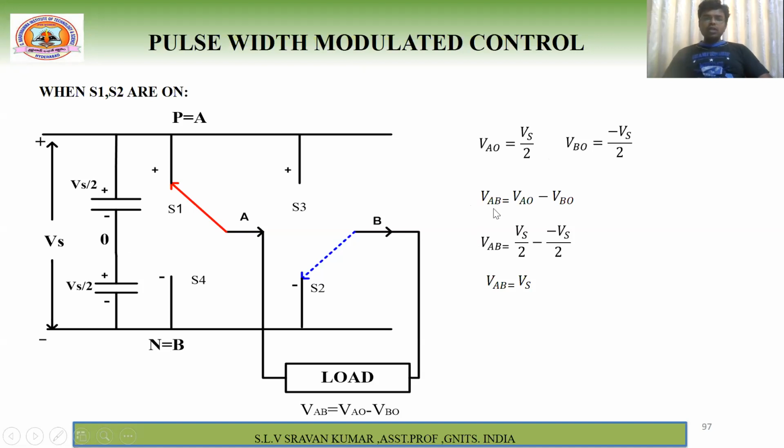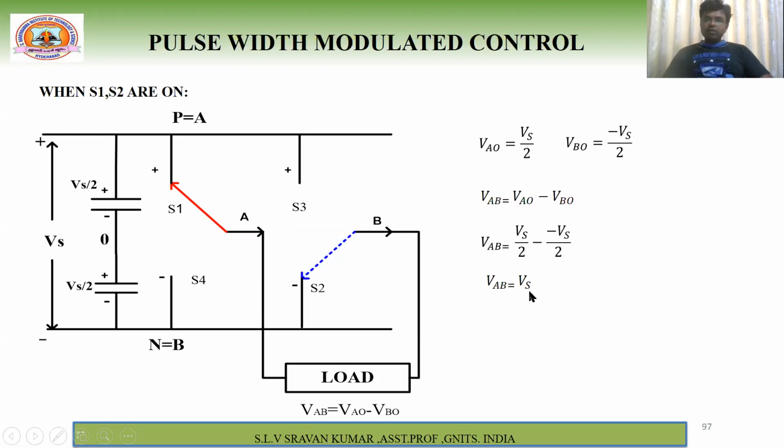So what is the final, I mean load voltage? The load is connected between A and B. So therefore, what happens? VAB is equal to VAO minus VBO, right? So what is VAO value? Vs by 2. Minus what is VBO value? Minus Vs by 2. Therefore, VAB is equal to Vs.